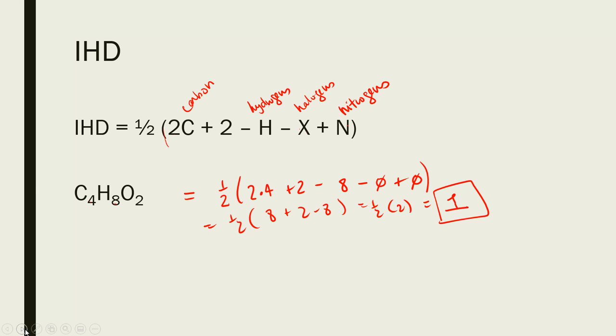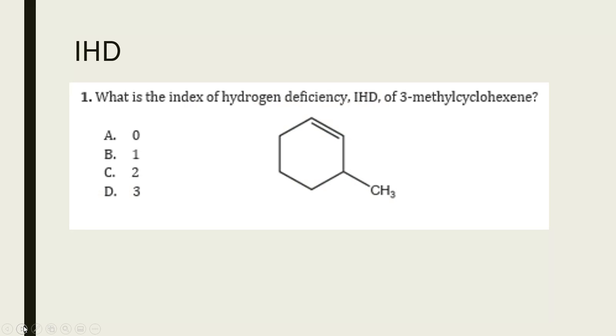Good? Good. So how this would look on a test, here's a question: index of hydrogen deficiency of 3-methylcyclohexene. We would count that 1 ring, there's 1, 1 double bond, there's 1. So the total IHD is going to be 2. Easy peasy.